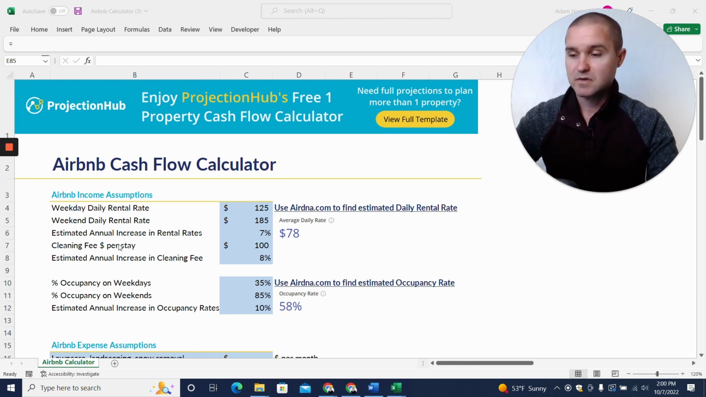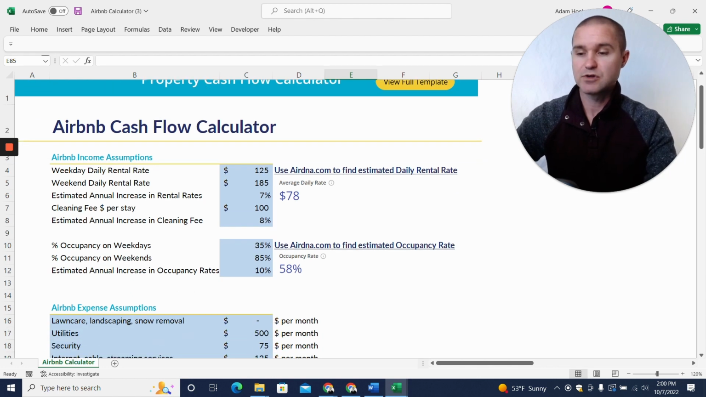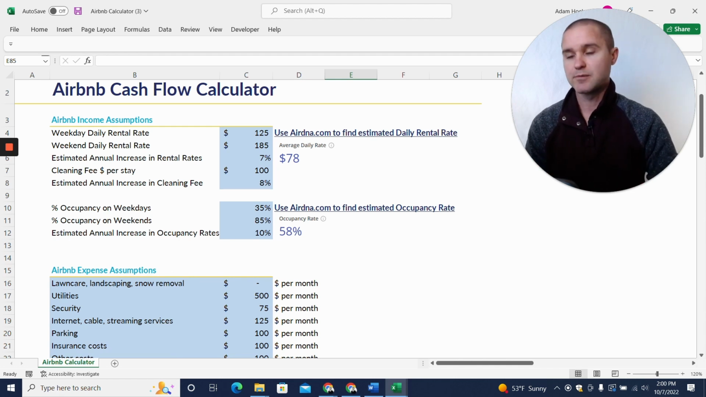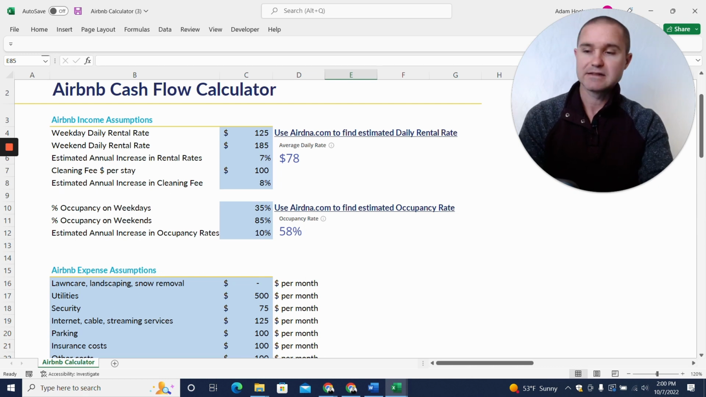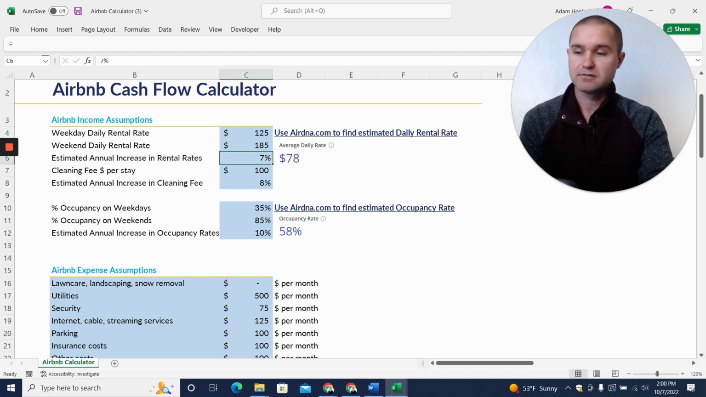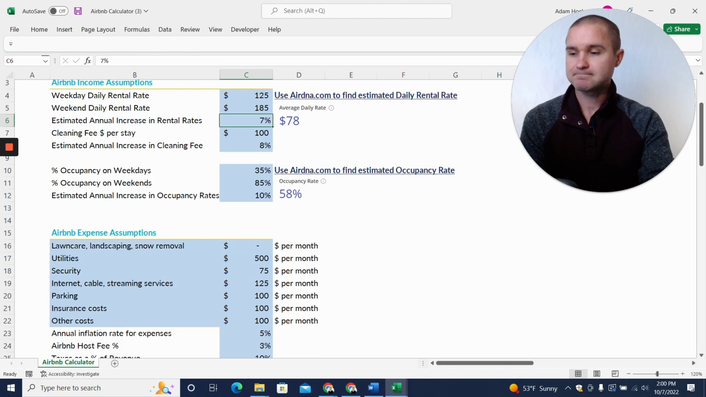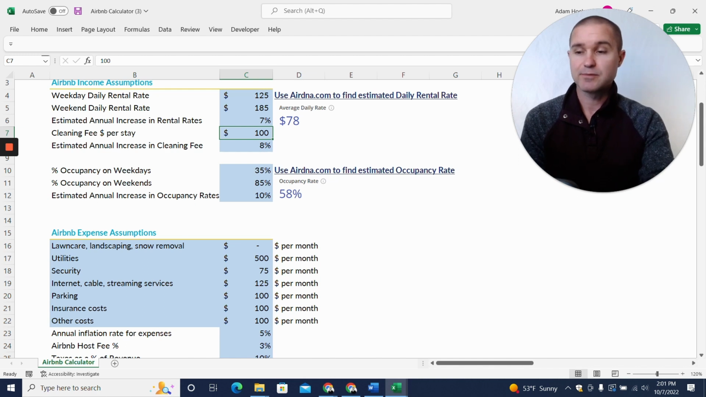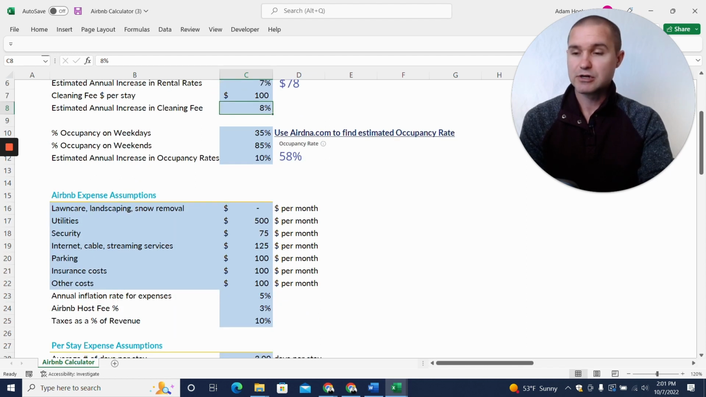I'm going to start by showing you that we have some default data that we're going to use. There's no perfect answer to say this is the average Airbnb, but we're using some reasonable data. So we're assuming that you've got a weekday daily rental rate of 125 and a weekend rate of 185. We're assuming that those rent rates are going to increase 7% a year. We're assuming that you're charging a cleaning fee to your guests of $100. That'd be in addition to that daily rate. And then we have an estimated annual increase in the cleaning fee that you'd be charging as well.